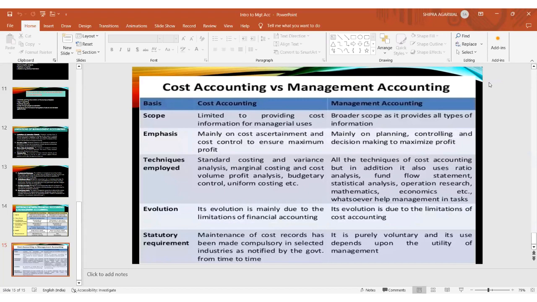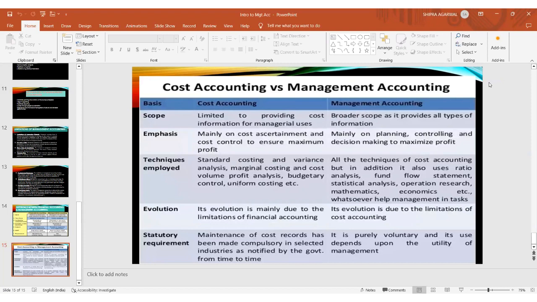So as a result, a new branch of accounting was developed, and this new branch of accounting was nothing but management accounting. Now, if I talk about the statutory requirements, cost accounting is compulsory, but in selected industries which are notified by the government from time to time, right? But management accounting is totally voluntary.